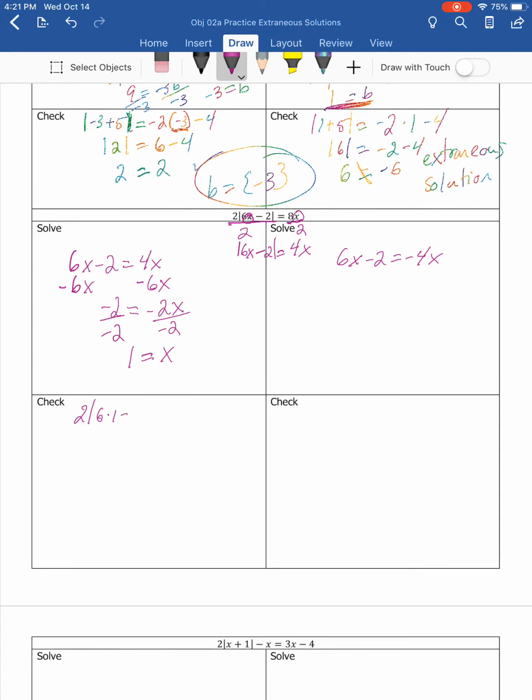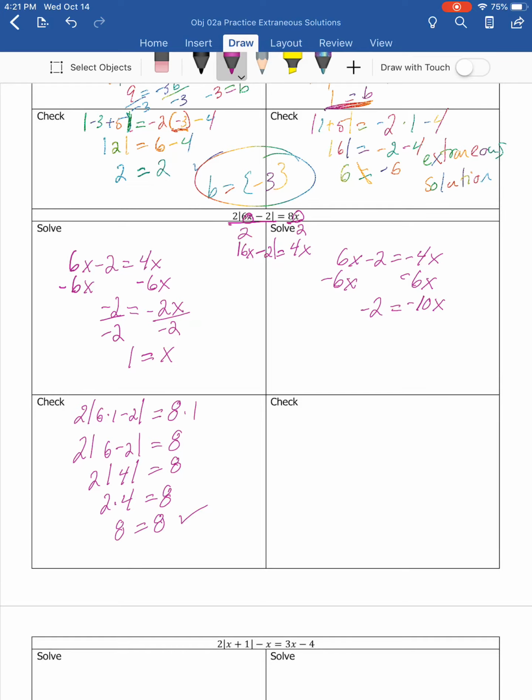So this is going to be 2 times the absolute value of 6 times 1 minus 2 is equal to 8 times 1. 6 minus 2, absolute value, is equal to 8. 2 times the absolute value of 4 is equal to 8. Absolute value of 4 is just plain old 4. And 2 times 4 is 8. Okay, so that checks out. Do the same thing to the other side. Subtract 6x. Subtract 6x. Negative 2 is equal to negative 10x.